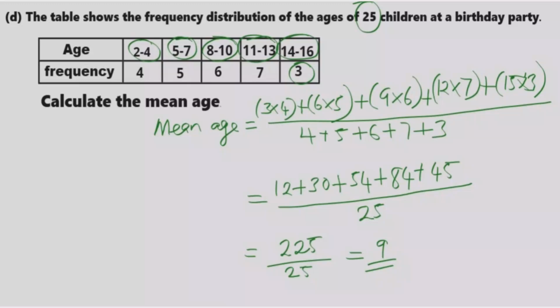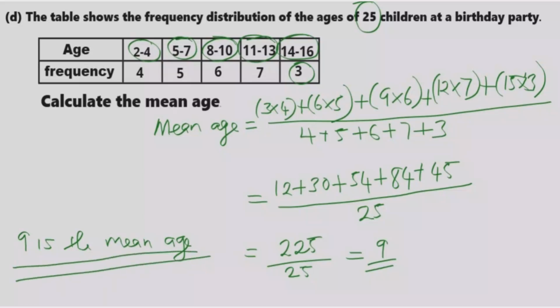Now, we can say 9 is the average, or sorry, not average, that is not the word used. It's 9 is the mean age. Average is a synonym for mean. So even if I say 9 is the average age, it's just the same as 9 is the mean age. So basically that's how we go about this question.